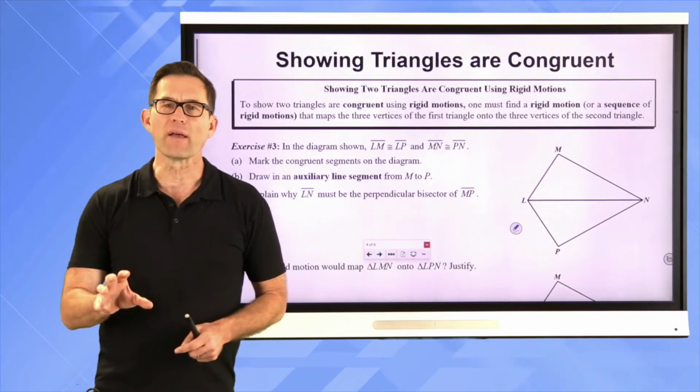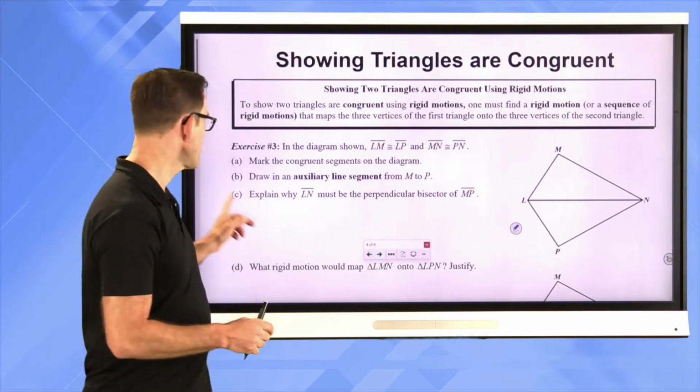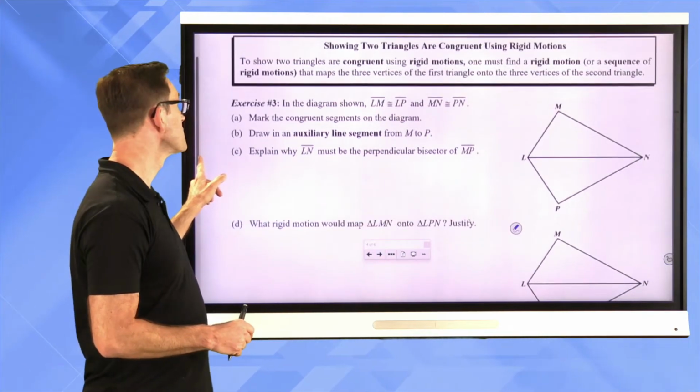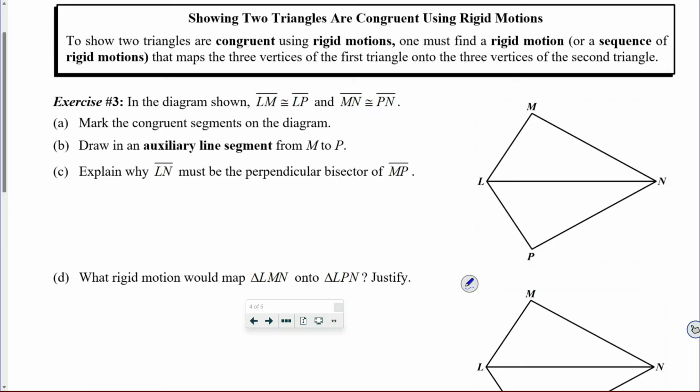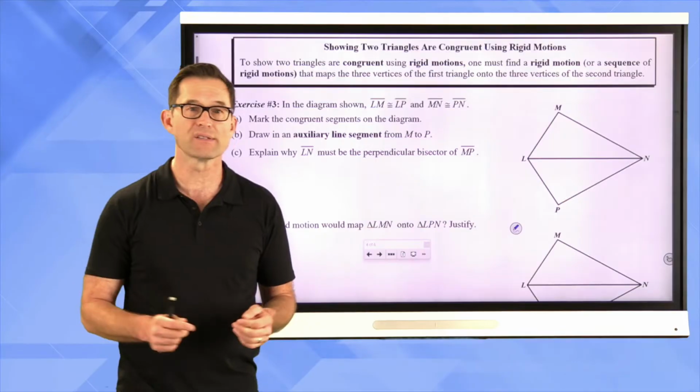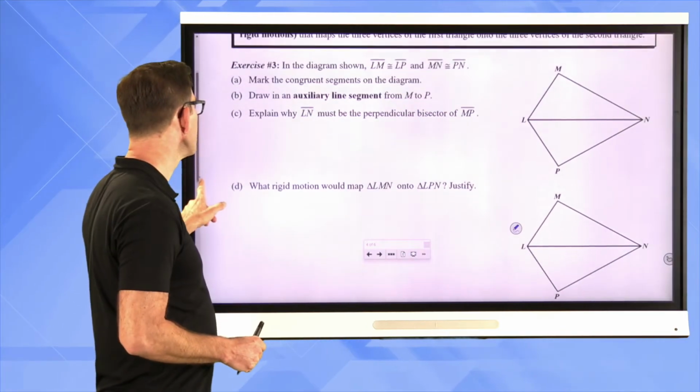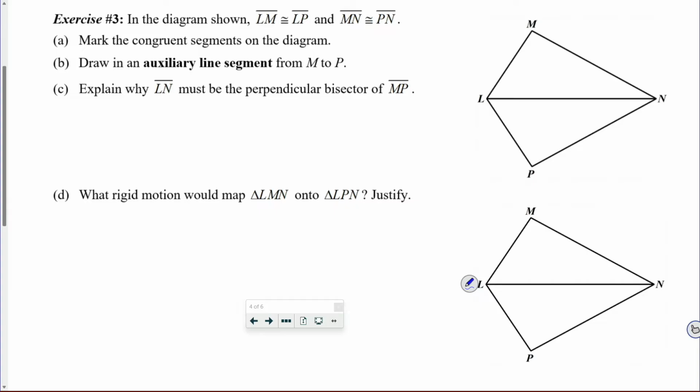Now, showing that triangles are congruent. This is kind of cool, and you'll definitely be asked to do this plenty in geometry. Let's talk about it. Showing two triangles are congruent using rigid motions. To show two triangles are congruent using rigid motions, one must find a rigid motion, or a sequence of rigid motions, that maps the three vertices of the first triangle onto the three vertices of the second triangle. Awesome. So let's take a look at that in exercise number 3.